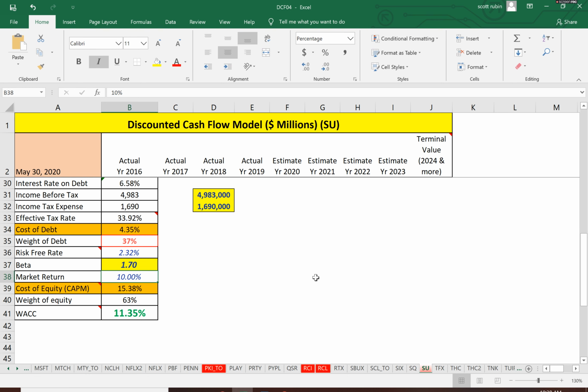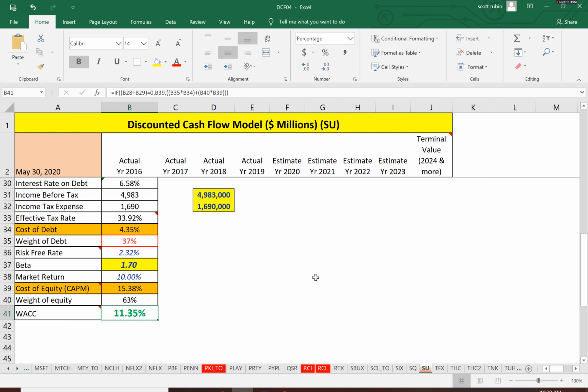And to calculate the cost of equity, we use a CAPM model, capital asset pricing model. It's a pretty simple model. You can just Google that term. The cost of equity is 15% compared to the cost of debt of 4%. So obviously equity is more expensive than debt, because equity sits lower on the capital structure of a company. So in the event of a default, debt holders are paid before equity holders.